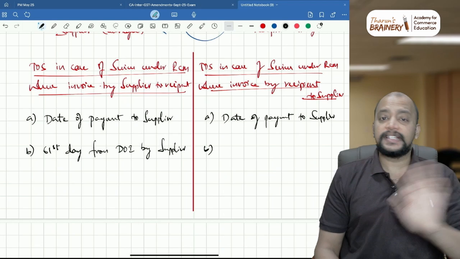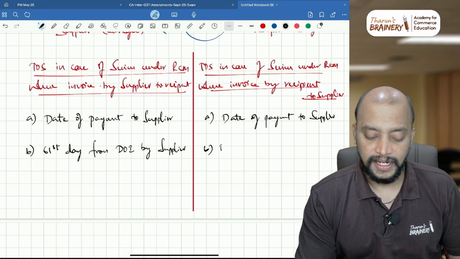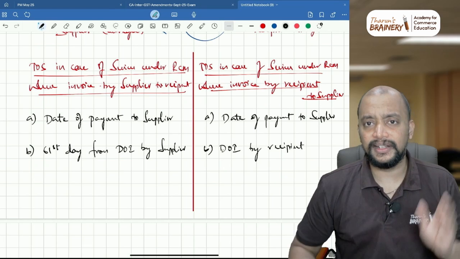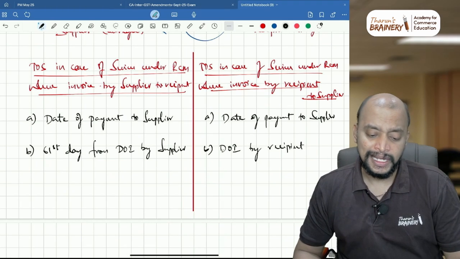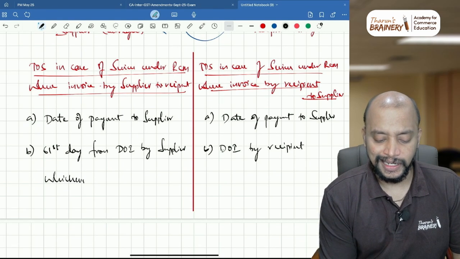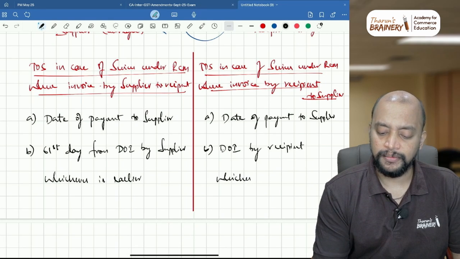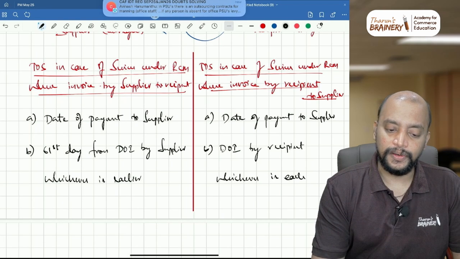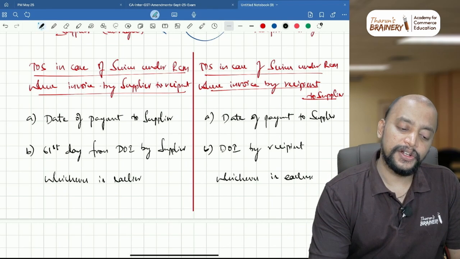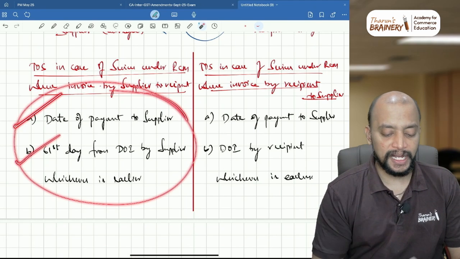Whereas here it is not the 61st day. It is the date of invoice by recipient. Simple. Due date, actual date by which the recipient is giving the invoice to the supplier. Whichever is earlier will be taken. So first we need to check the date on which payment is made to supplier, or the 61st day from the date of invoice by supplier, whichever is earlier.